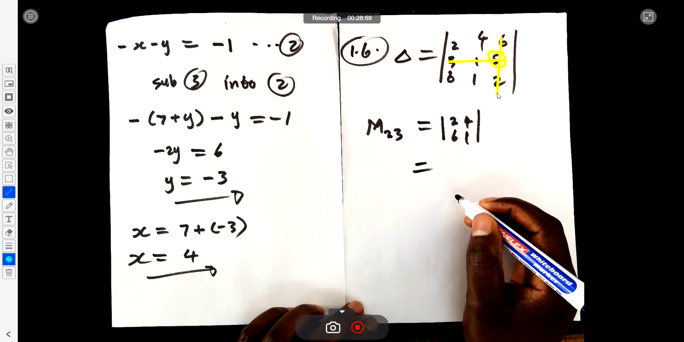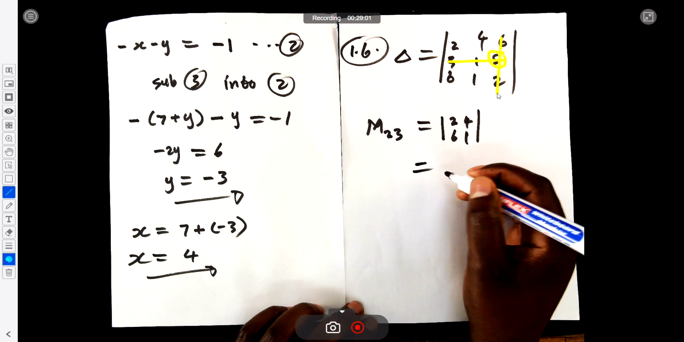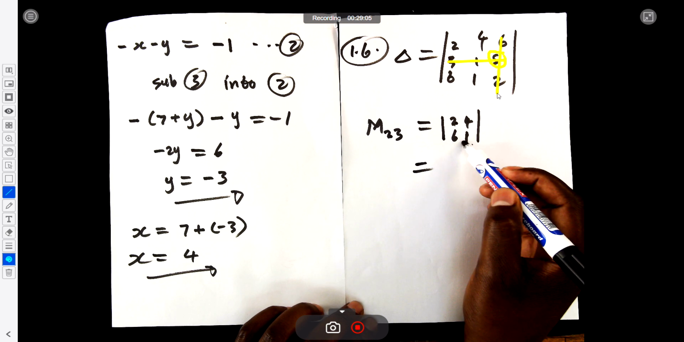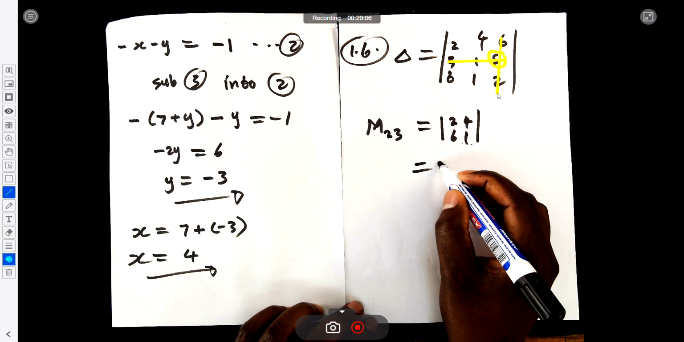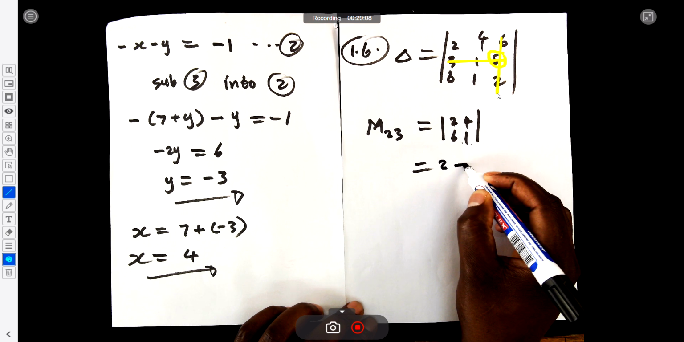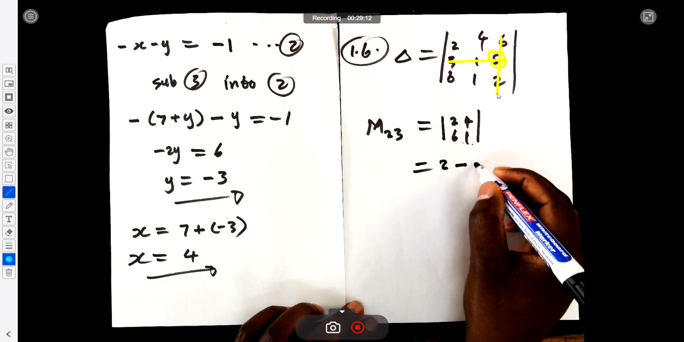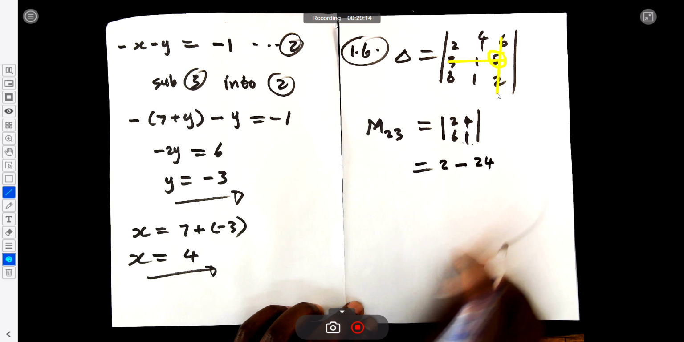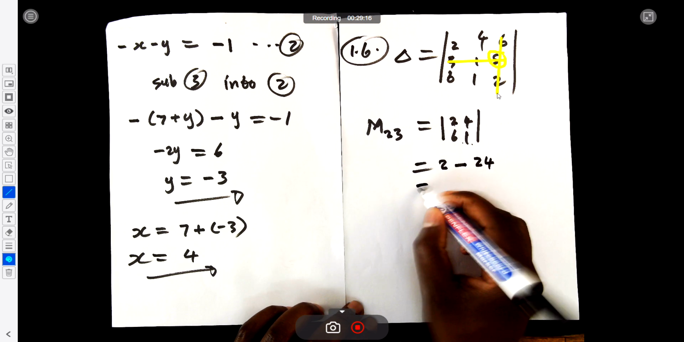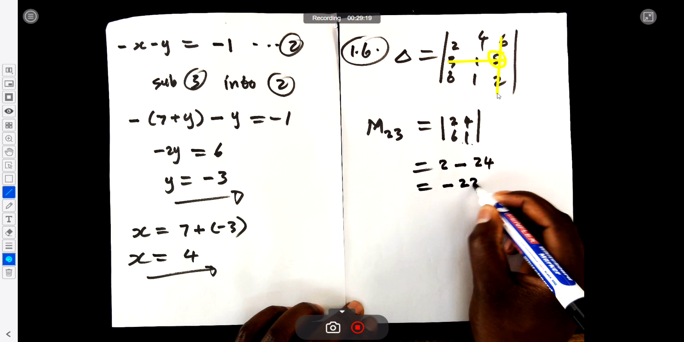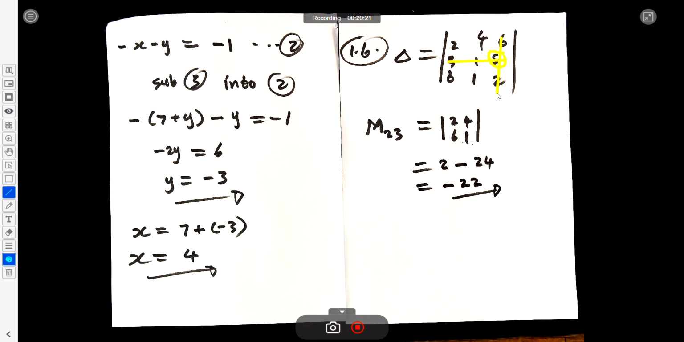So we have eliminated there, we have our minor, the element. So we evaluate: 2 times 1, which is 2. Therefore, minus 6 times 4, which is 24. Therefore, our minor is negative 22. Easy peasy. Just like that.